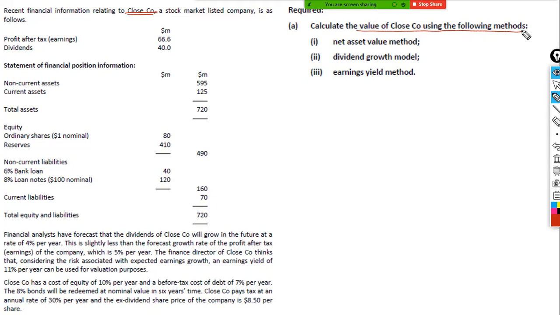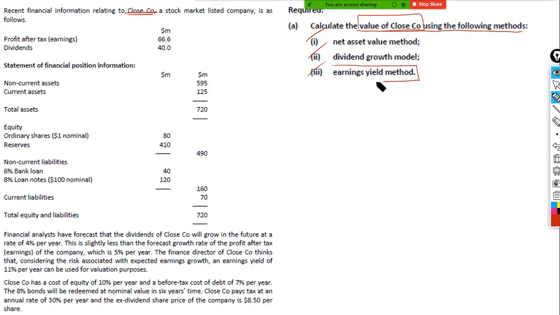Now I want to clarify something. Whenever the question says calculate the value of closed company, you need to compute the total value, not value per share. Unless and until it is stated that you need to compute value per share, you will always be computing the total value. Total value means total value of the equity, using all the three methods: net asset value, dividend growth method, and earnings yield method.